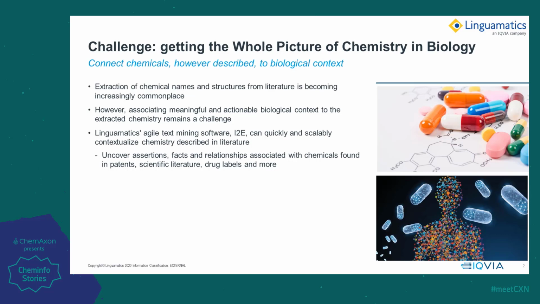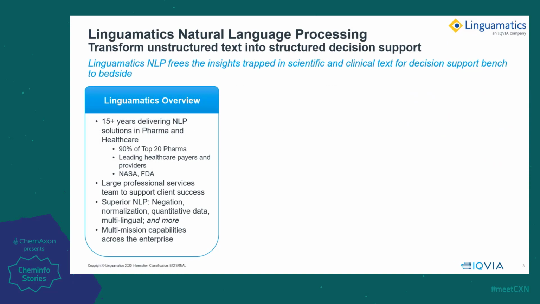So Linguamatics Agile text mining software, I2E, can quickly and scalably contextualize chemistry described in literature. You can use our NLP software to uncover assertions, facts, and relationships associated with chemicals found in patents, in scientific literature, in drug labels, and more. A little bit of background, Linguamatics natural language processing in essence transforms unstructured text into structured decision support. Our NLP frees the insight trapped in scientific and clinical text for decision support, bench to bedside.